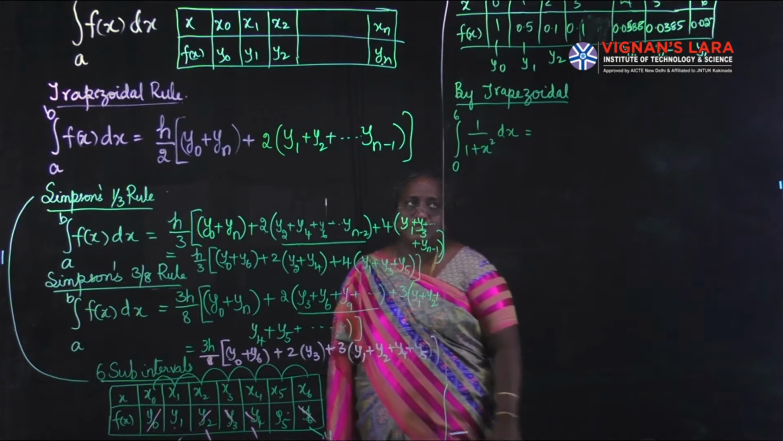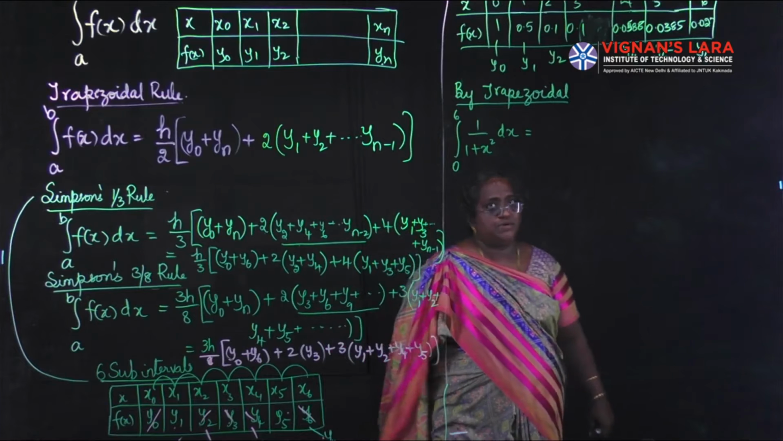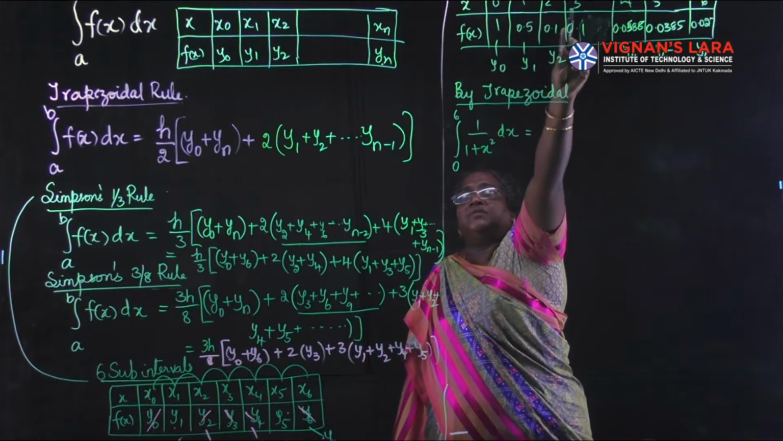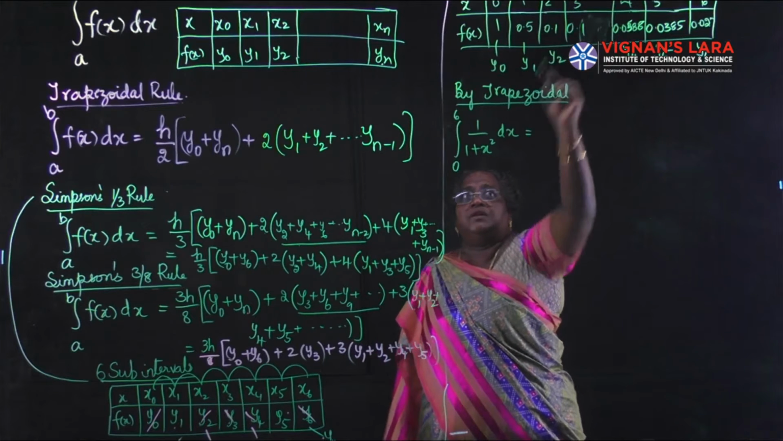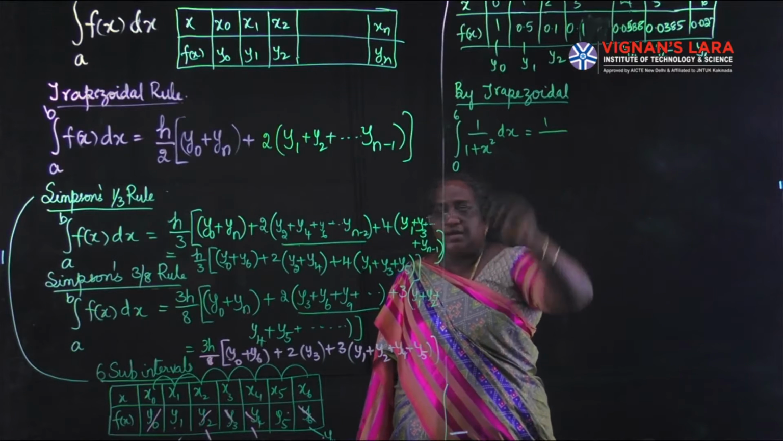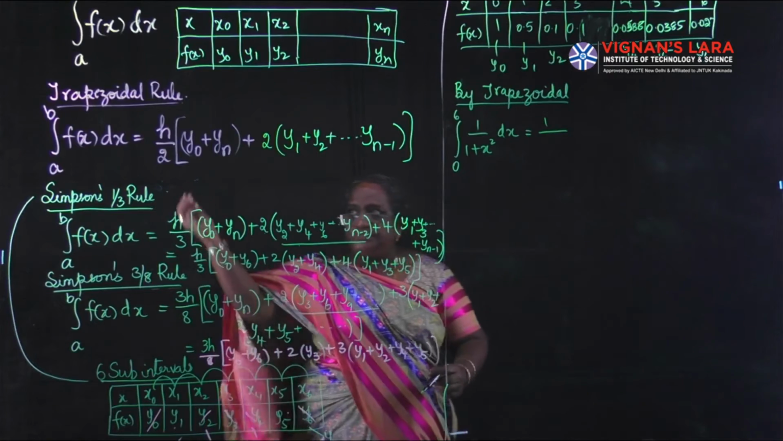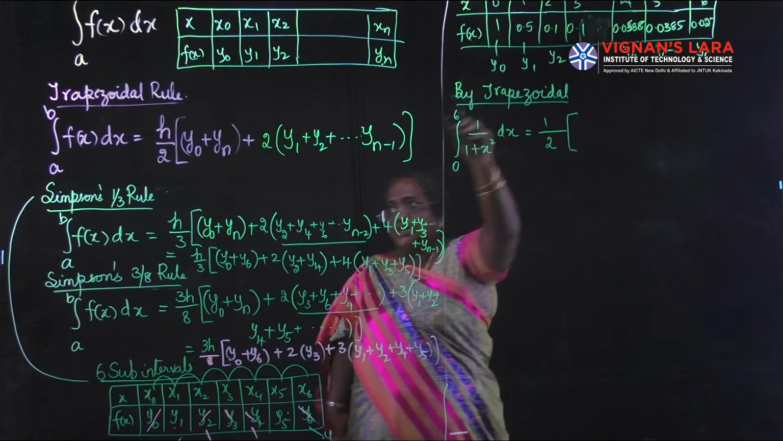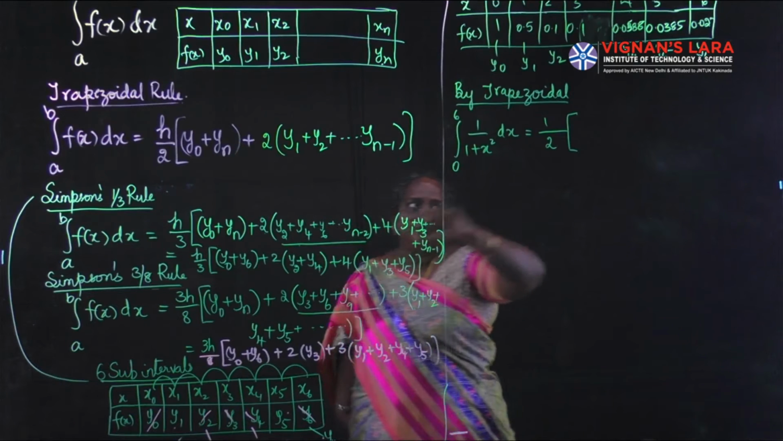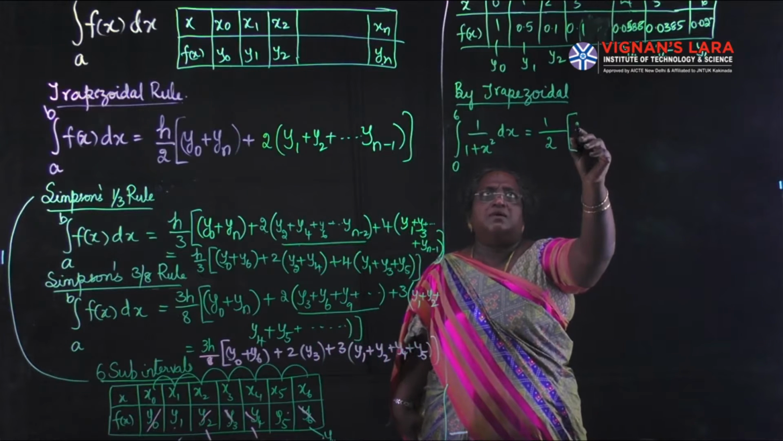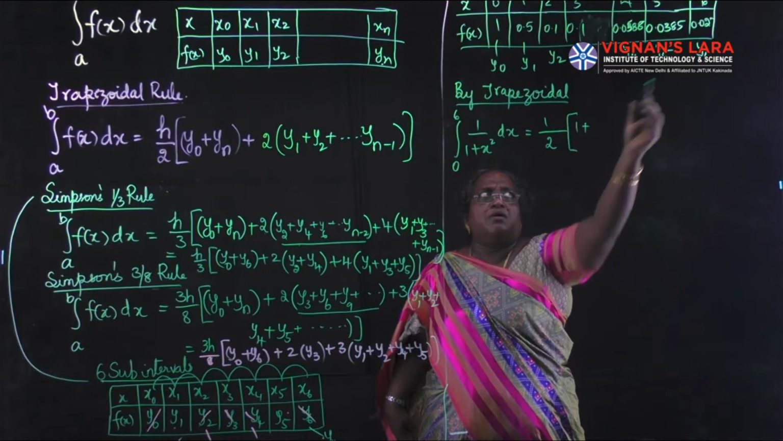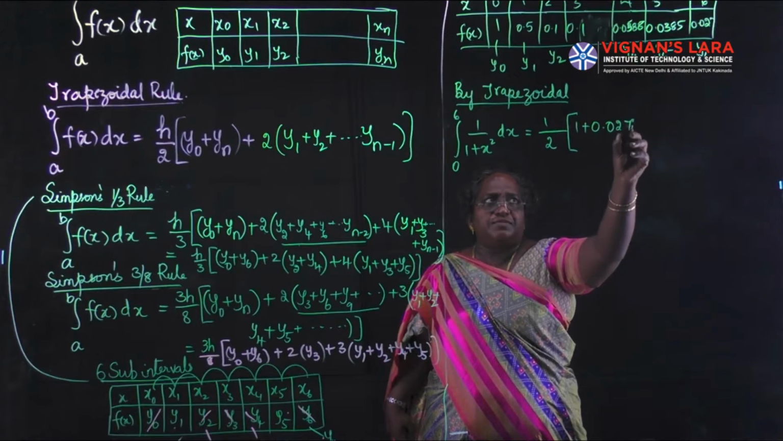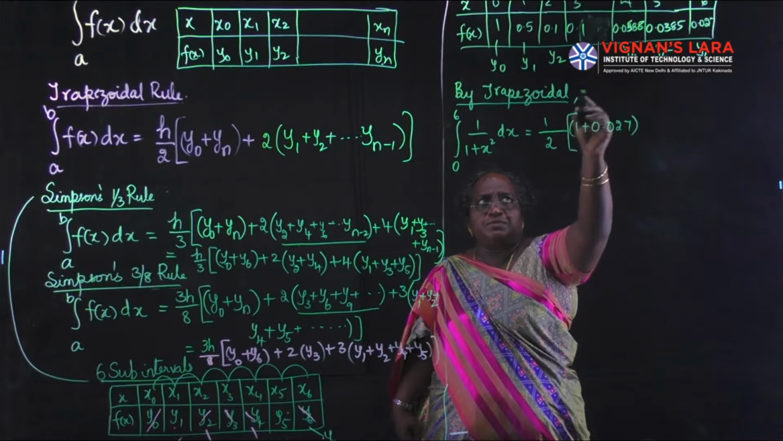So this is what h is. Already we have seen h is equal to 1: the difference between 1 and 0 is 1, 2 and 1 is 1, 3 and 2 is 1, 4 and 3 is 1. So h is 1, and h by 2 is 1 by 2. What is our y0? y0 plus yn. y0 is 1, our yn is y6, 0.027.